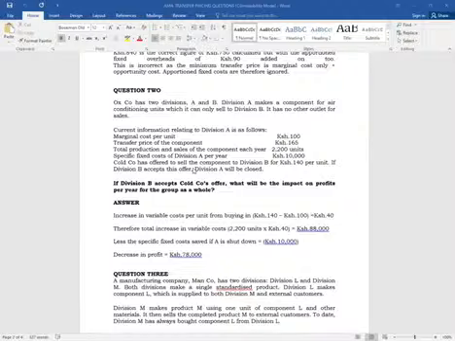Question number 2. Ox Company has 2 divisions, A and B. Division A makes a component for air conditioning units, which it can only sell to Division B. It has no other outlet for sales. Current information written in Division A is as follows. Marginal cost per unit is 100. Transfer price of the component is 165. Total production and the sales of the component each year is 2,200, right? Specific fixed cost of Division A, we are talking of 10,000, the specific. Called company has offered to sell the component to Division B for 140 per unit. If Division B accepts this offer, Division A will be closed.